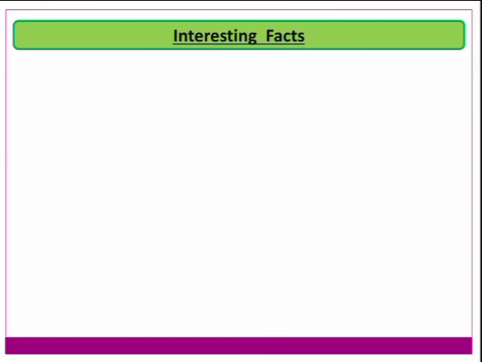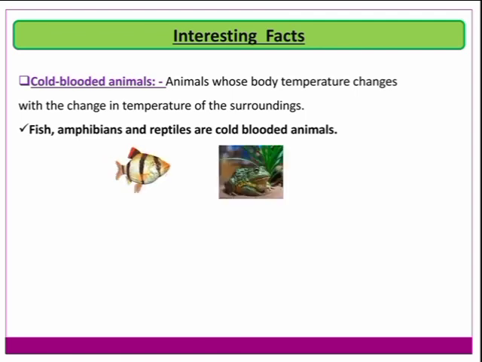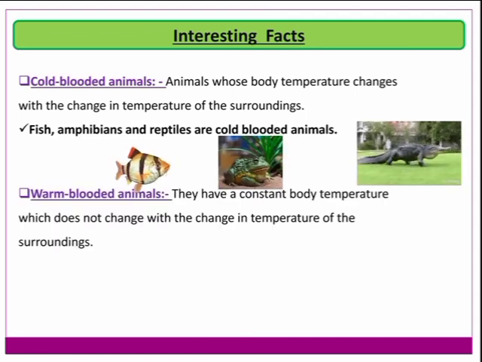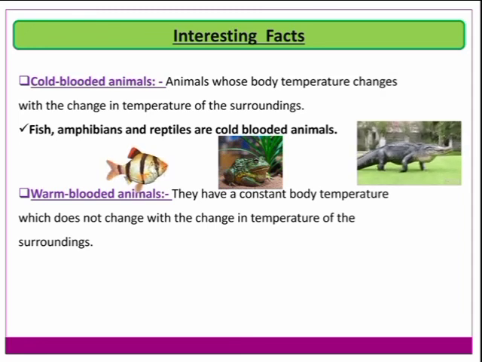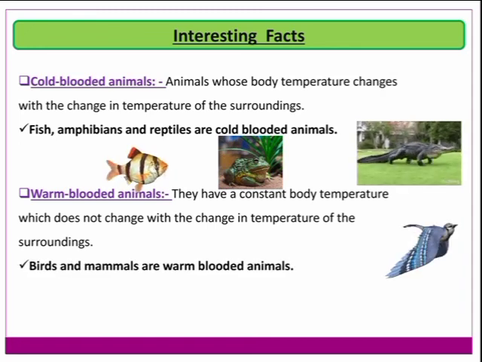Now, let's talk about some interesting facts. Children, some animals whose body temperature changes with the change in temperature of the surroundings are called cold-blooded animals. Fish, amphibians, and reptiles are cold blooded animals. On the other hand, animals which have a constant body temperature, that is, whose body temperature does not change with the change in temperature of the surroundings, are called warm blooded animals. And examples of warm blooded animals are birds and mammals.